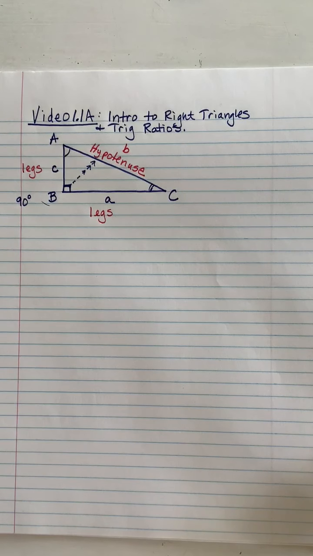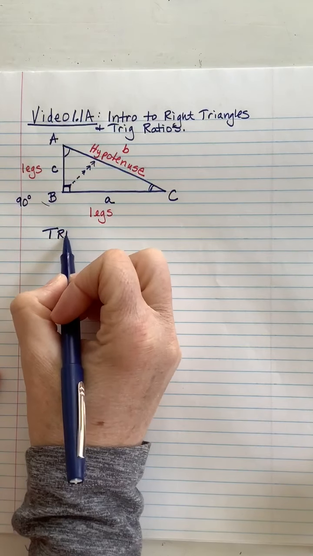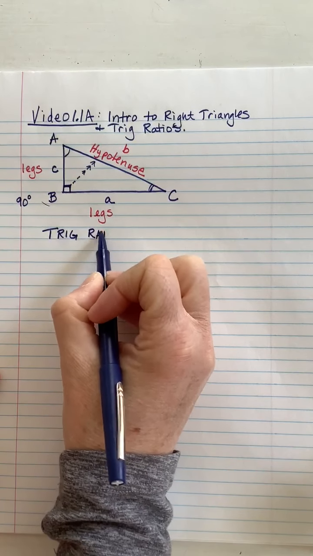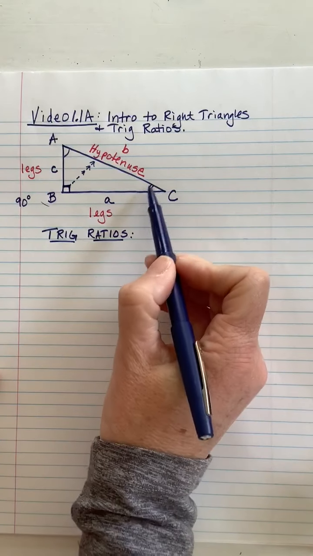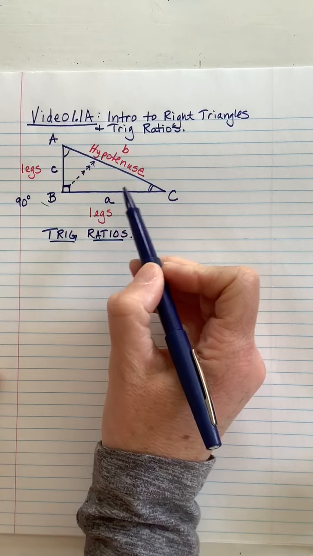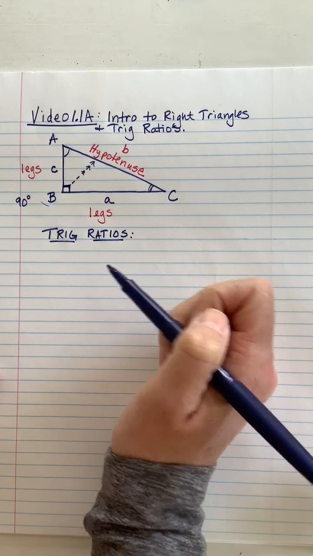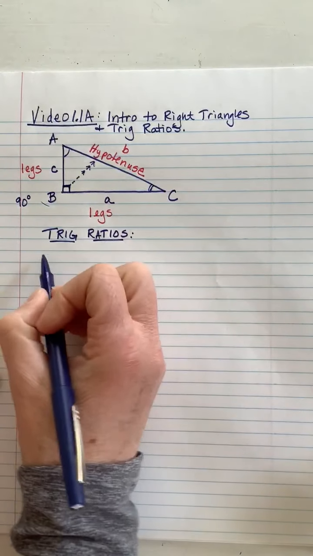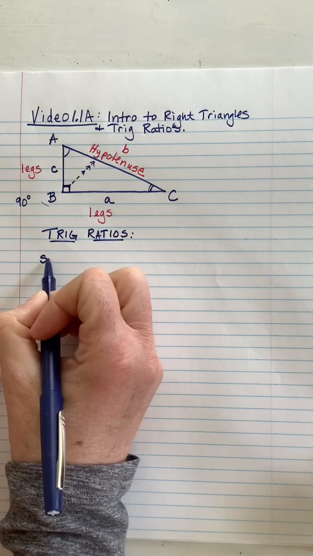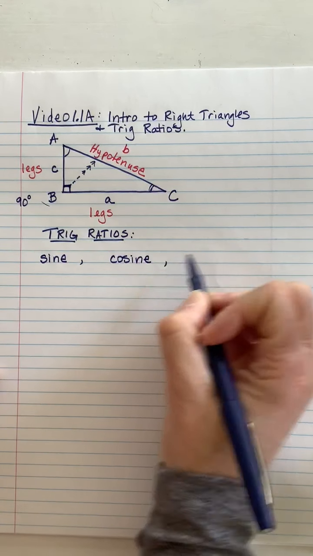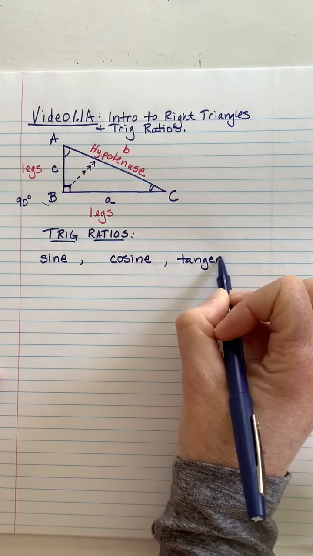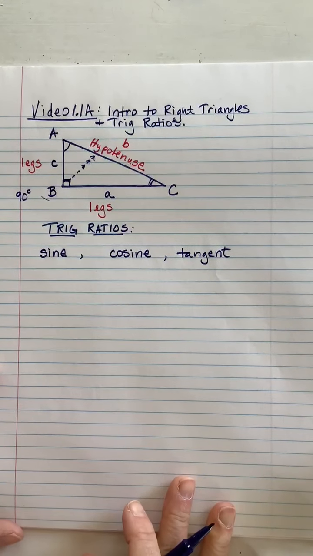Okay, now we need to get a little bit more specific because we are going to start talking about trigonometry, and in trigonometry there is something called trig ratios. Trig ratios are a relationship between one of the angles in the triangle and two of the sides. There are three common trig ratios, and those three are sine, cosine, and tangent. These are what we're going to be looking at today.